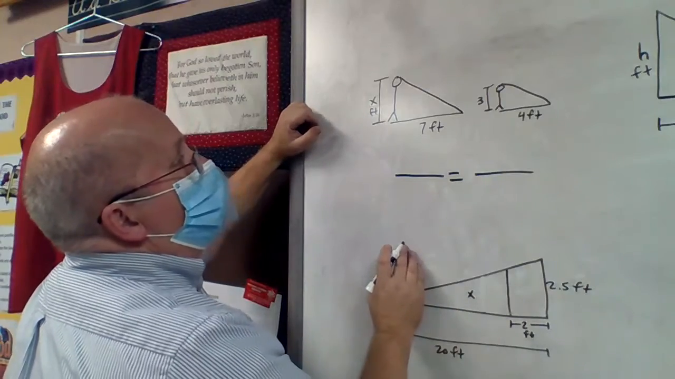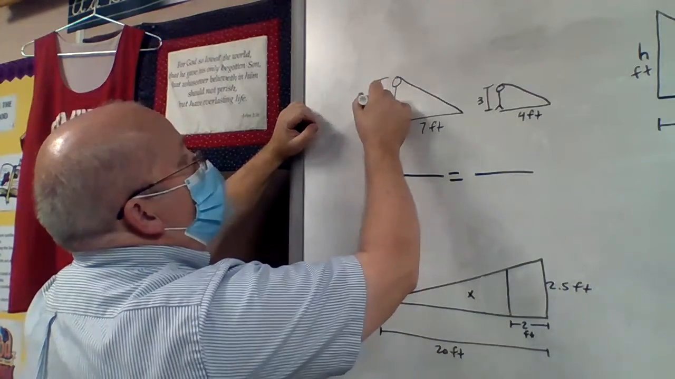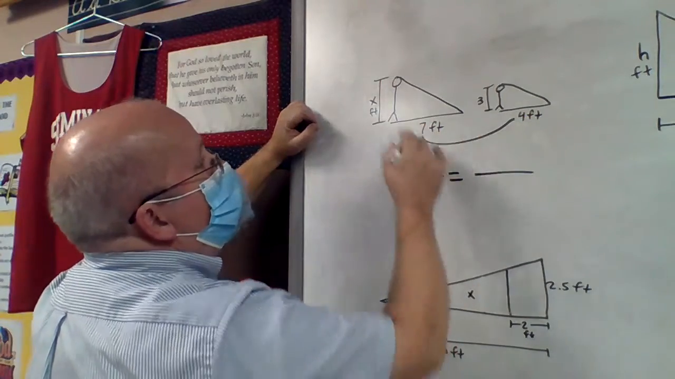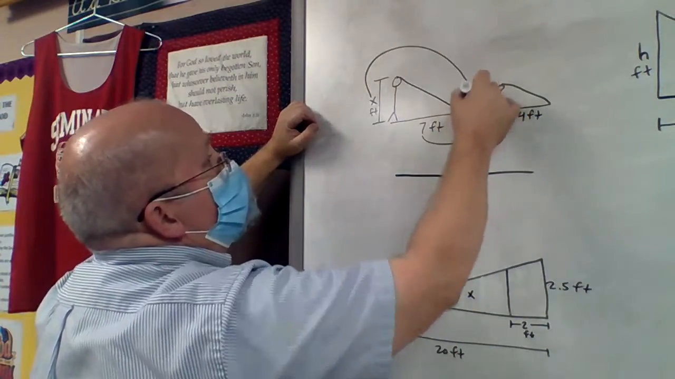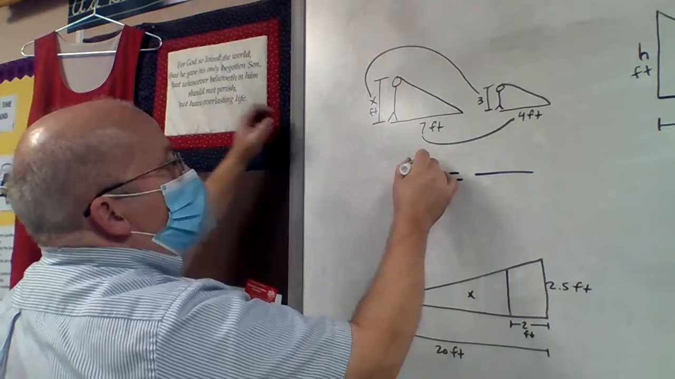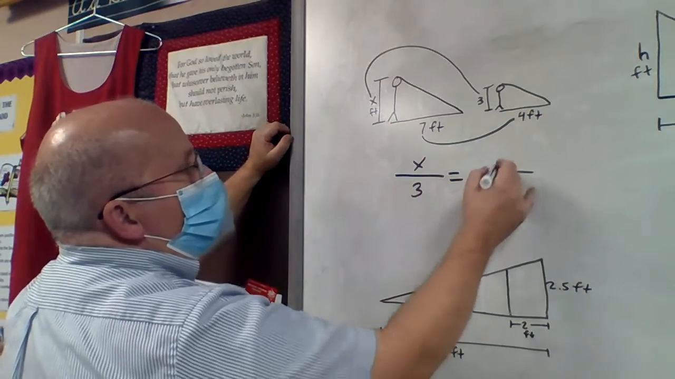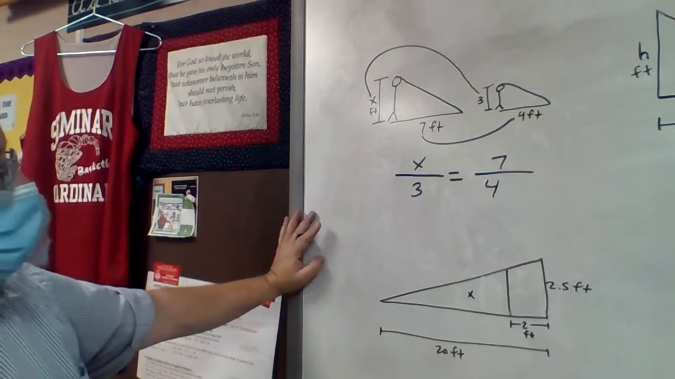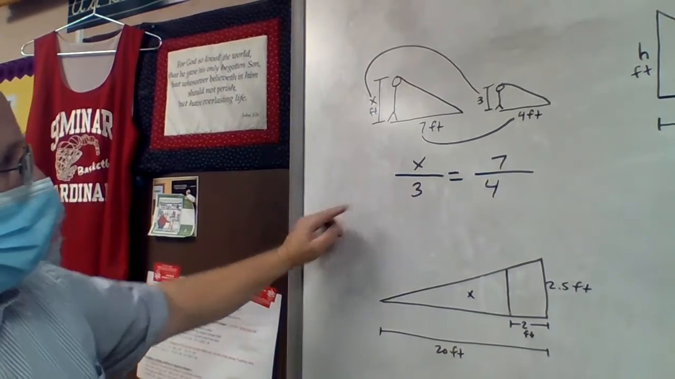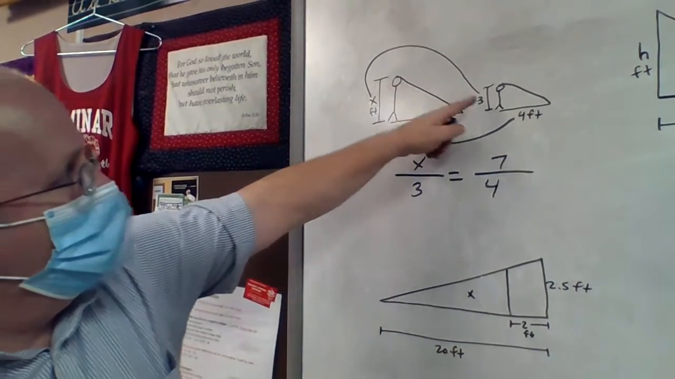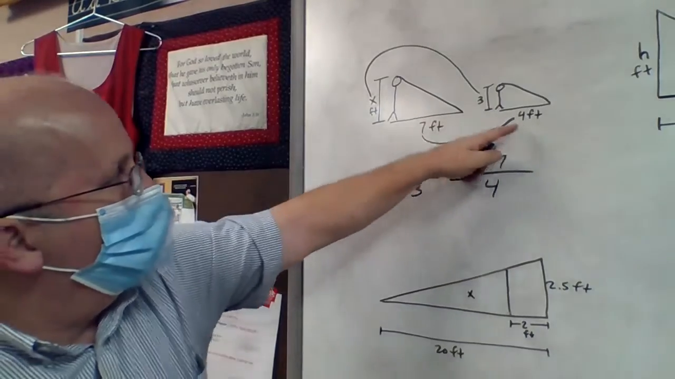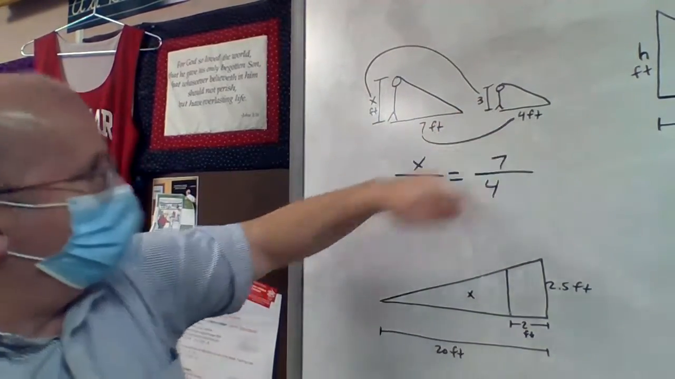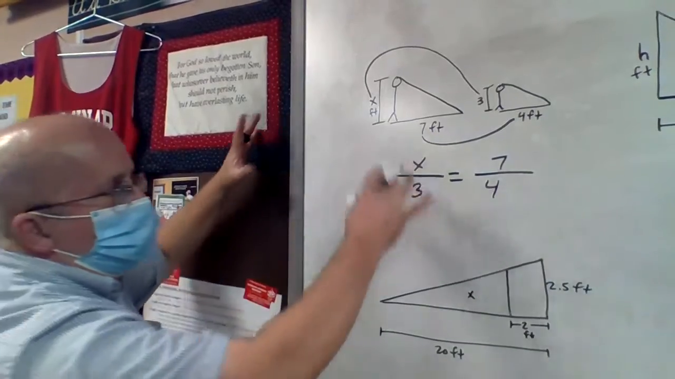I'd set up a proportion, and I would compare corresponding parts to corresponding parts. So these two would be corresponding, and these two would be corresponding. I'm going to go x over 3 as 7 over 4. Right? X is to 3 as 7 is to 4. I went big person to little person, big person to little person. And we solve for x.